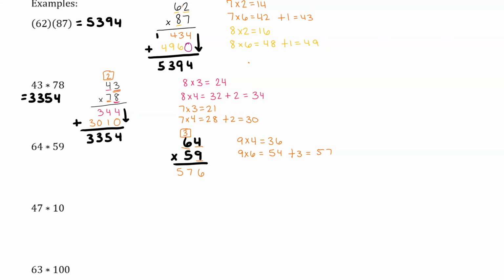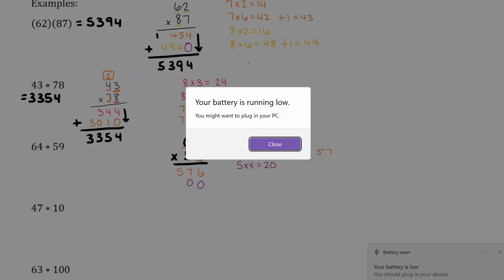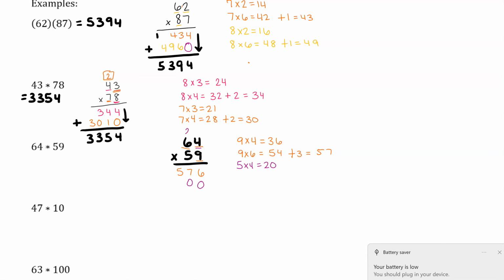Now we're going to multiply by 5, which is in the 10 spot, which represents 50. So since it's in the 10 spot, we're going to drop a 0, and then we're going to do our multiplication. So 5 times 4 makes 20. 0 comes down, 2 goes up. And then 5 times 6 makes 30, but then I have to add that 2 to make 32.